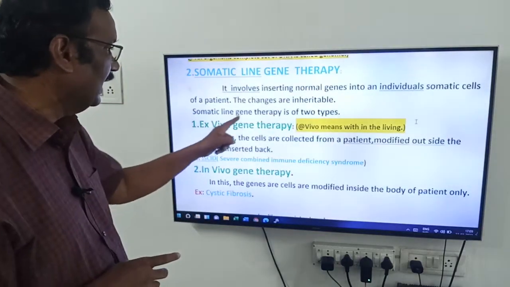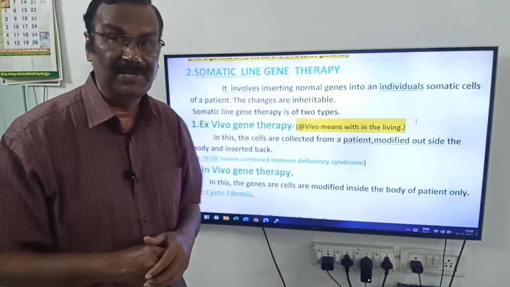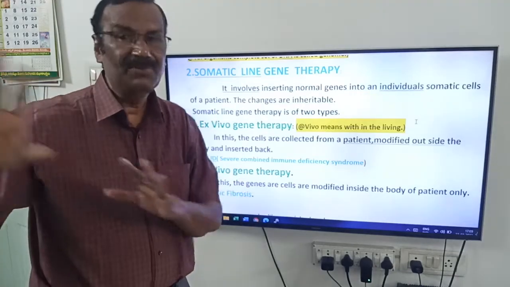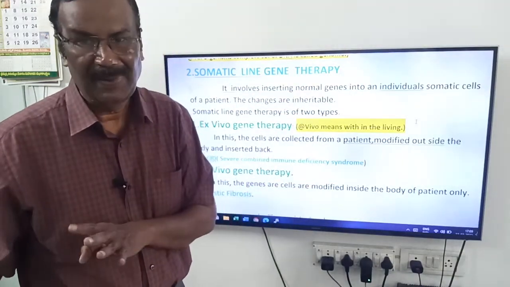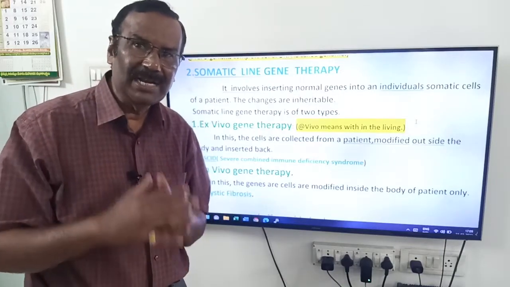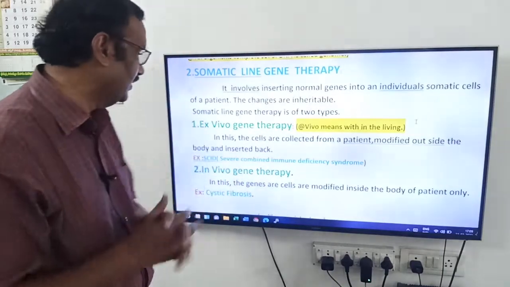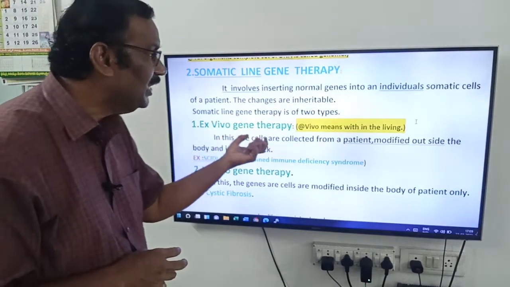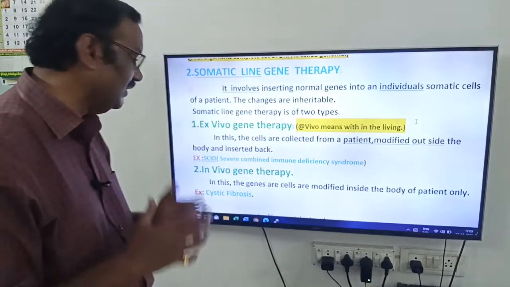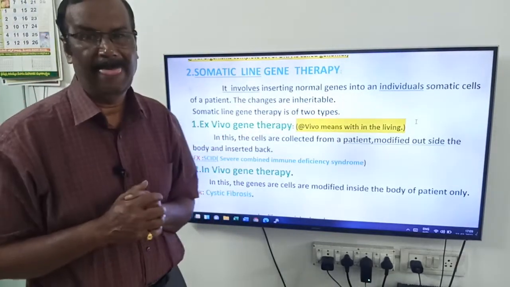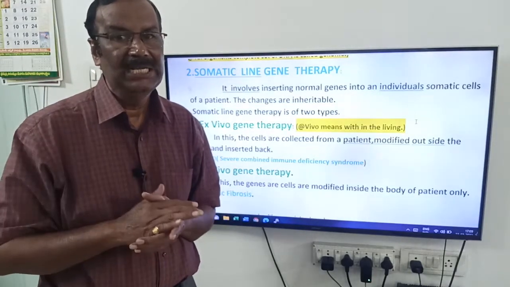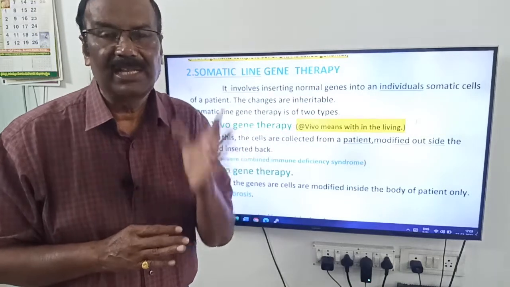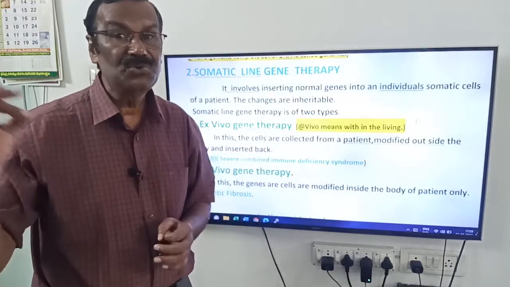Now, gene therapy is of two types, friends. One is germline gene therapy, and another one is somatic line gene therapy. The somatic line gene therapy is again divided into two types, friends. What are they, friends? Ex vivo gene therapy. The second one is in vivo gene therapy. Friends, somatic line gene therapy is of two types: ex vivo gene therapy and in vivo gene therapy.